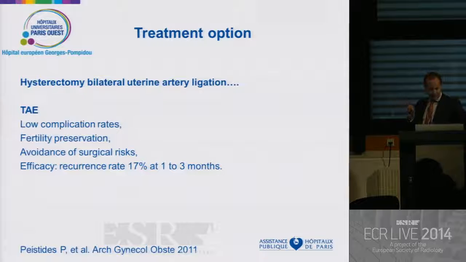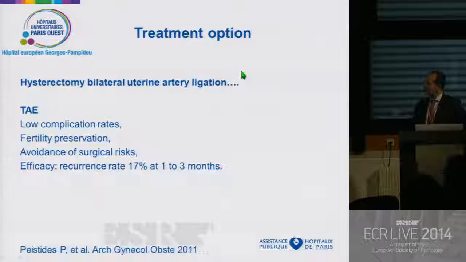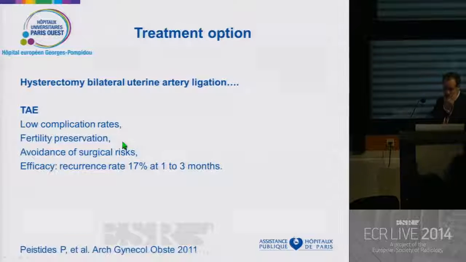Different kinds of treatment are reported. Hysterectomy could be the definitive treatment, but bilateral uterine artery ligation is done too, though there is a lot of recurrence because of plenty of anastomoses. So transarterial embolization could be interesting because there is a low complication rate, fertility preservation because you keep your uterus in place, and you reduce the surgical risk, and the efficacy is reported at 17%, with a lot of recurrence at the first month because of different feeders.